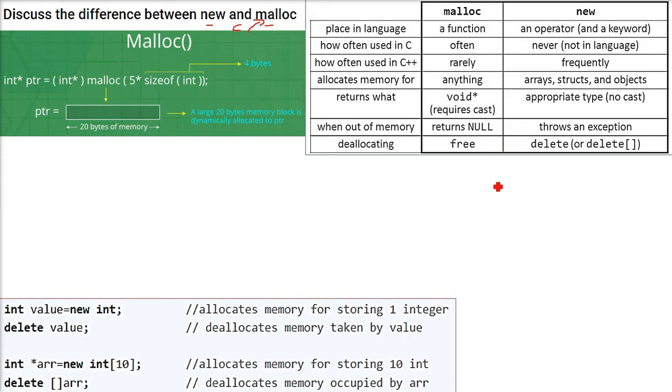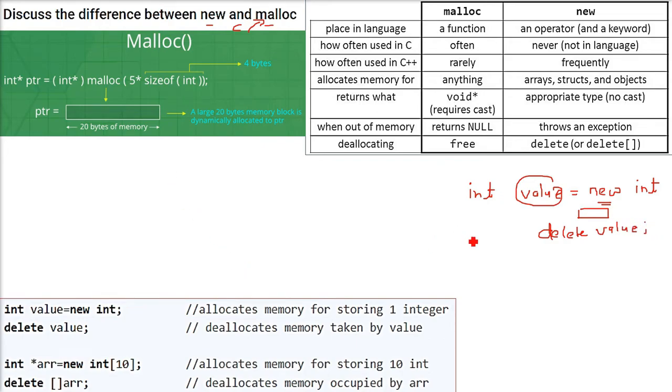We have an integer, so we have to allocate memory for storing one integer. How do we do this? Take int value, meaning the variable name, and you write new int. So you have allocated memory for storing one integer, and value is the name of that memory location. Then you use delete, which will deallocate the memory given to value. Delete is deallocation of memory.